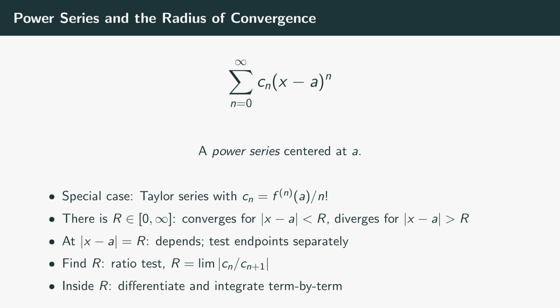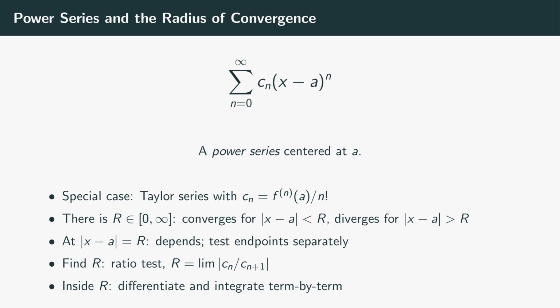Every power series has a magic number r between 0 and infinity inclusive, called the radius of convergence. For the absolute value of x minus a less than r, the series converges absolutely. For the absolute value of x minus a greater than r, it diverges. On the boundary, where the absolute value of x minus a equals r, the behavior depends. Sometimes converges, sometimes diverges, has to be checked.